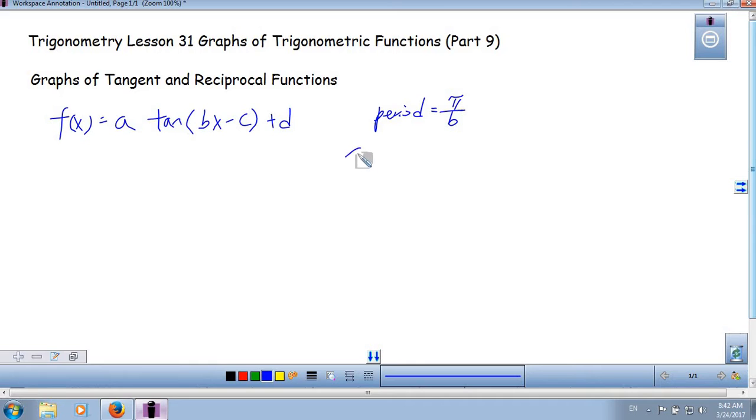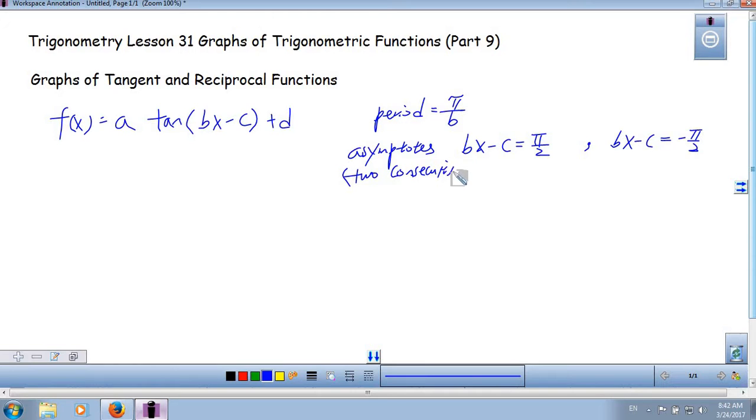And to identify the asymptotes, we're going to use this. bx minus c is going to be equal to plus or minus pi over 2. Okay, so it's actually two equations. It's either bx minus c equal to pi over 2, or bx minus c equal to negative pi over 2. Well, actually it's not or, it's both. So when we have these two equations, we can plug in b and c and solve for x. And then once we solve for x, we can come up with two consecutive asymptotes.